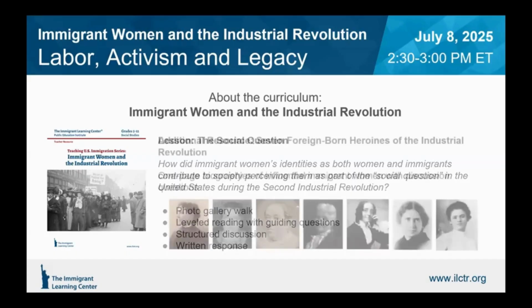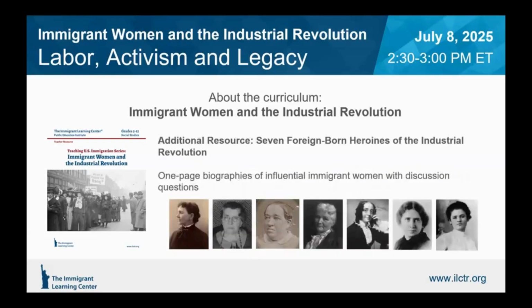And then we end this bundle with our 7 foreign-born heroines of the Industrial Revolution. So we have 1-page biographies and then some discussion questions to have people think a little bit more critically about these women.